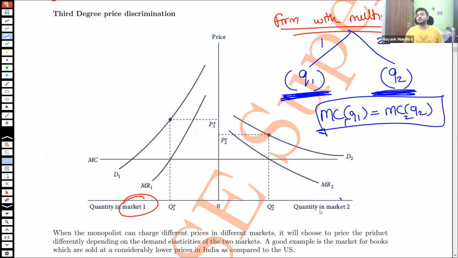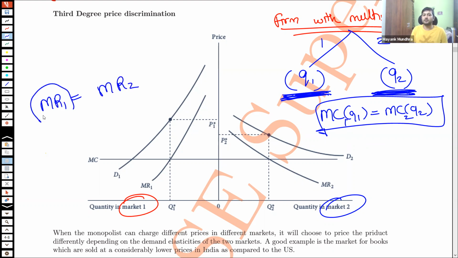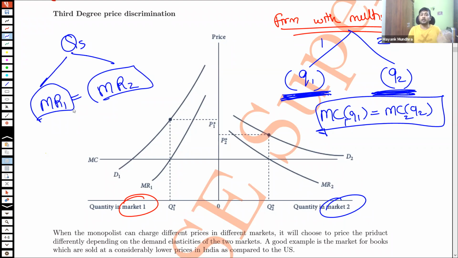So this was the result when firms had multiple plants. Now, a firm has multiple markets. When a firm has multiple markets, the firm would equate marginal revenue in the two markets. The firm will divide the total quantity supplied into Q1 and Q2 in such a way that the marginal revenues in the two markets become equal. That's how a firm is going to spread out across two markets.